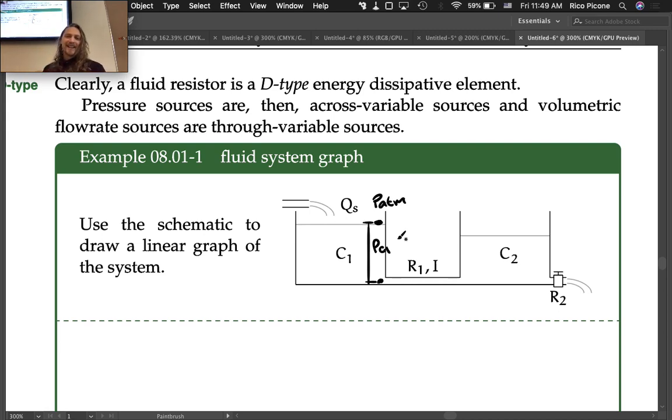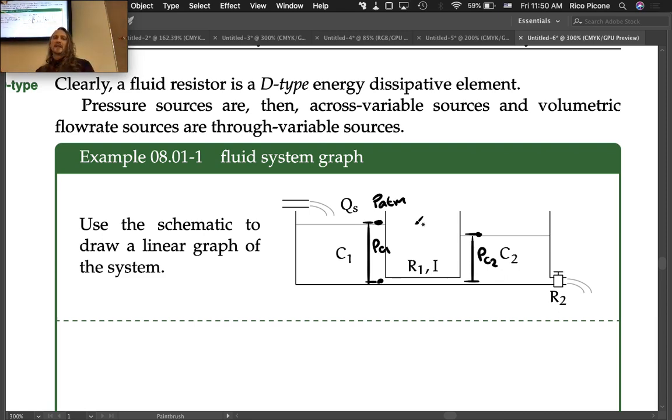And then we have another tank, so we're going to do something similar to that. There's going to be a pressure drop across this tank, PC2. And we're going to have a pipe that connects them, and that pipe's going to have a resistance associated with it. Most pipes do have a resistance associated with them. It's a pretty reasonable assumption. And a fluid inertance also. We're going to say that it's long and thin.